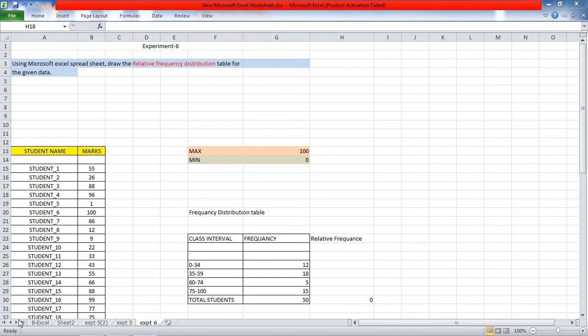Good morning. So today we are going to discuss our experiment number 6. That is the relative frequency. How to find the relative frequency? In the last class we discussed experiment number 5.